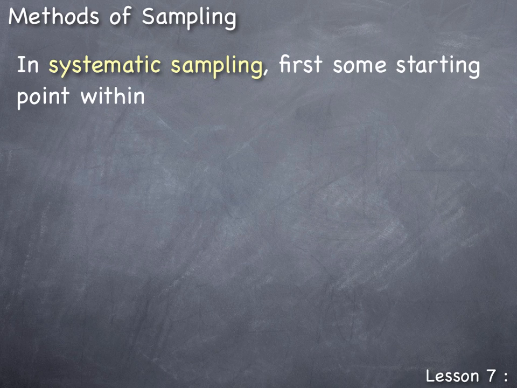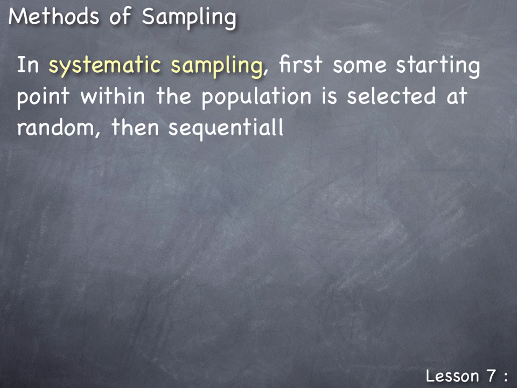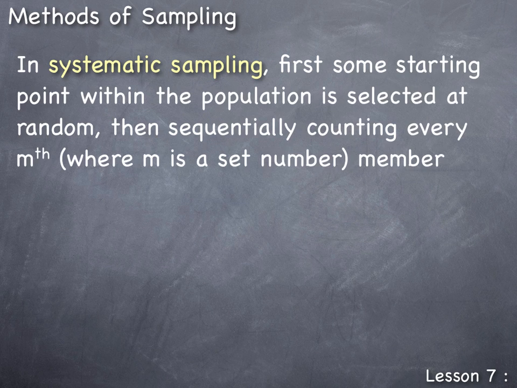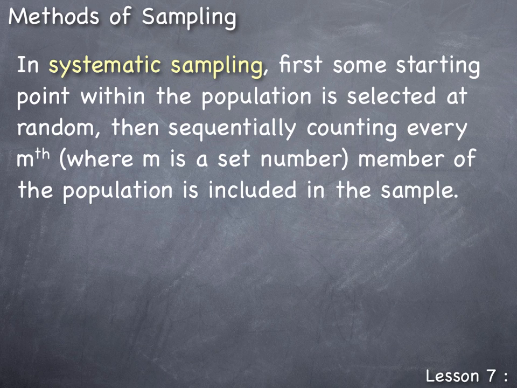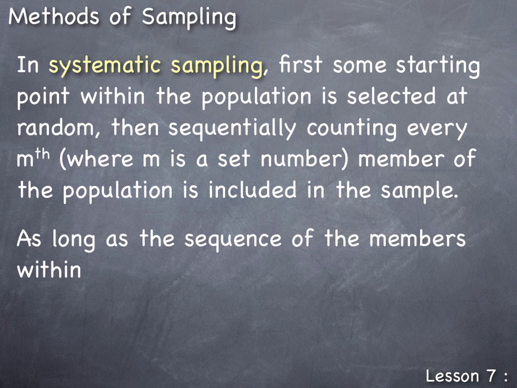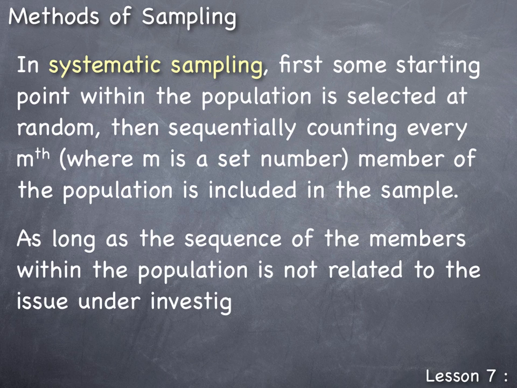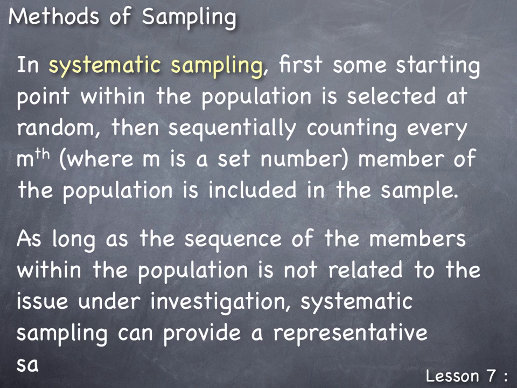In systematic sampling, first, some starting point within the population is selected at random. Then, sequentially, counting every mth member of the population, where m is some set number, is included in the sample. As long as the sequence of the members within the population is not related to the issue under investigation, systematic sampling can provide a representative sample.